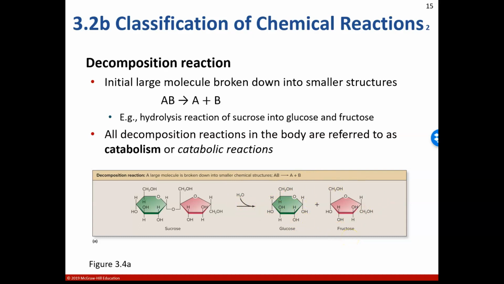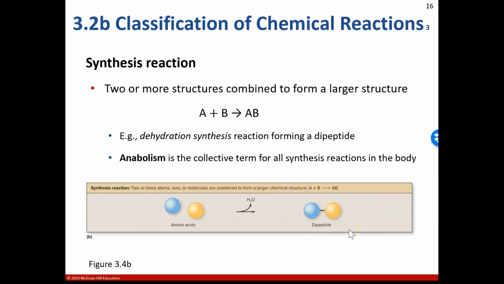All of our decomposition reactions in the body are referred to as catabolism or catabolic reactions. So the way you can remember this is by the letter C within catabolism. I want you to think cut. So it's as if we're taking those larger molecules and cutting them apart to get these smaller products.